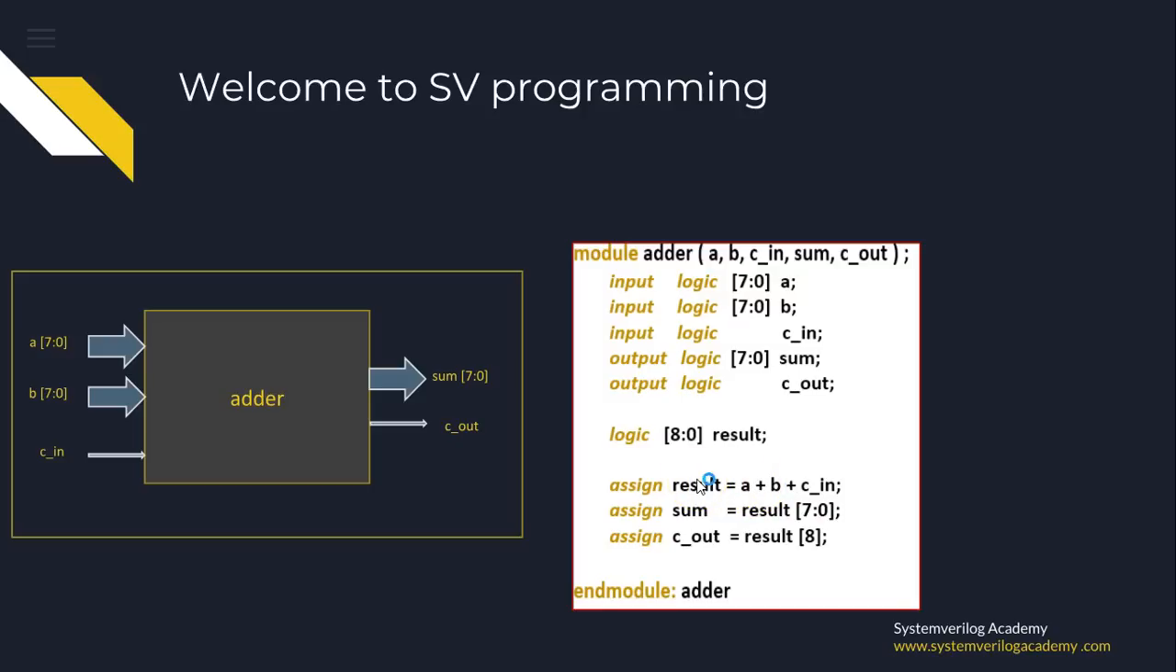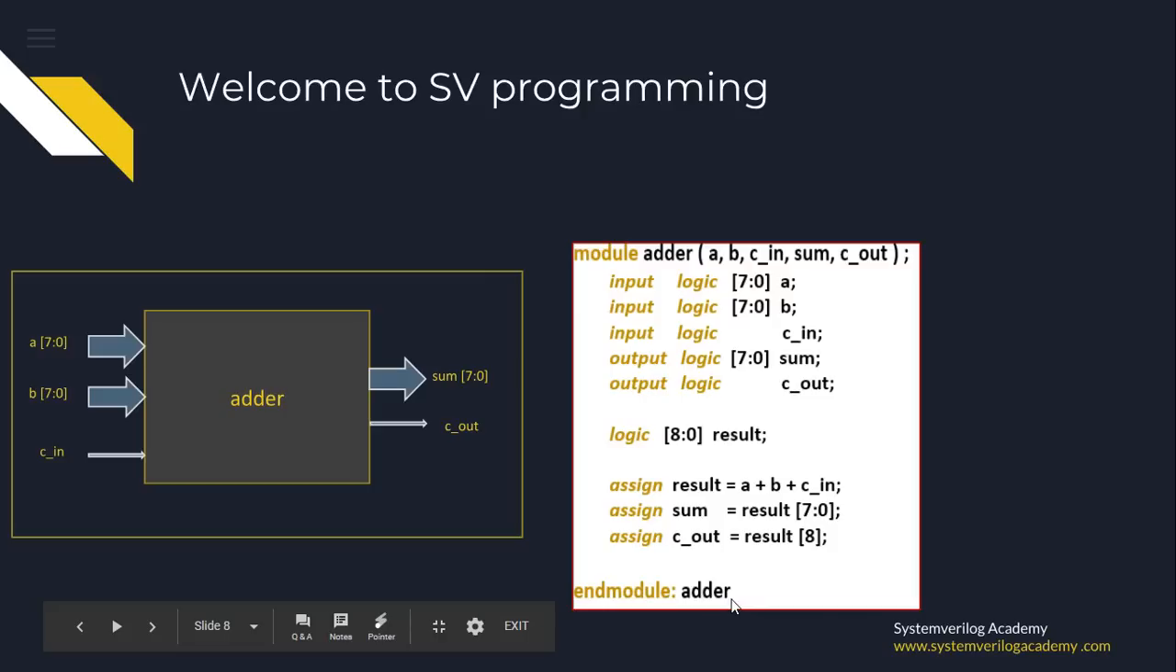Now the actual sum will be the lower 8 bits of result, and the carry out, C out, will be the MSB of result. In the next 2 statements, you will specify this as, assign SUM equals result of 7 down to 0, and, assign C out equals result of 8. After writing all the hardware-specific functional code, you will specify the end of the module using the keyword endmodule. The syntax is, endmodule, name of the module. Here it is, endmodule adder.